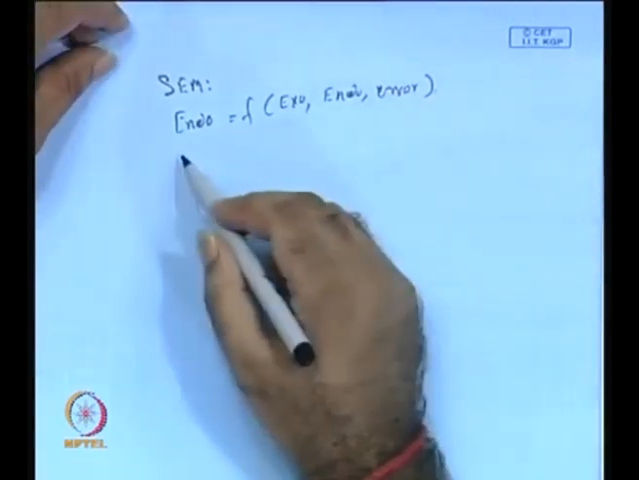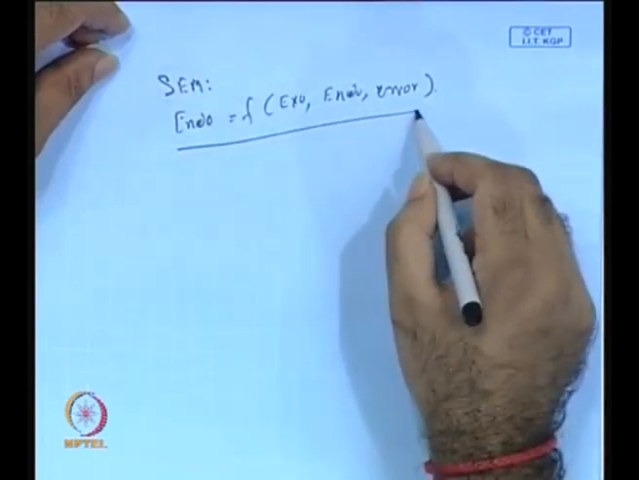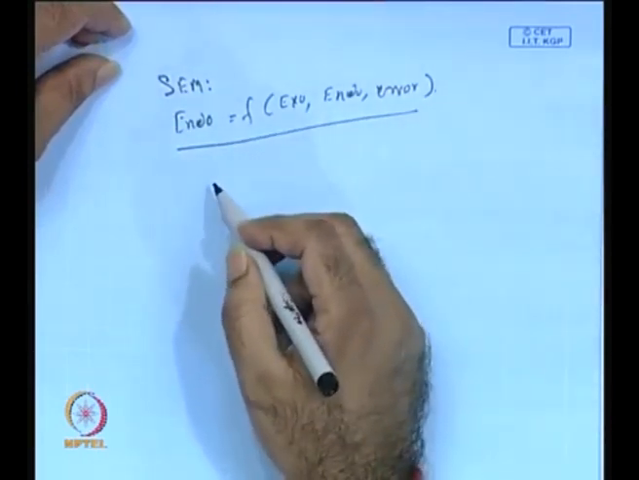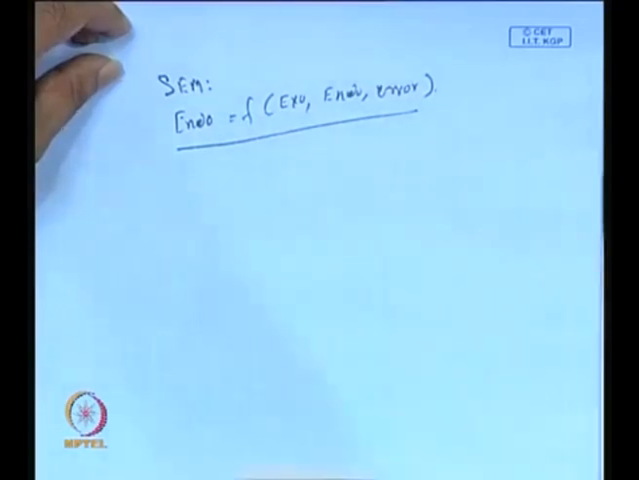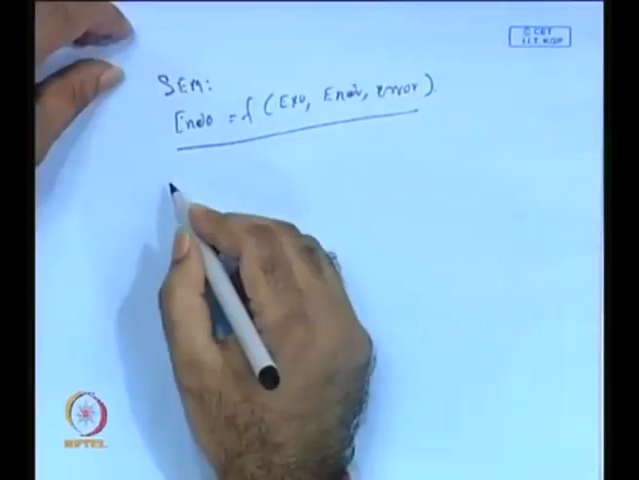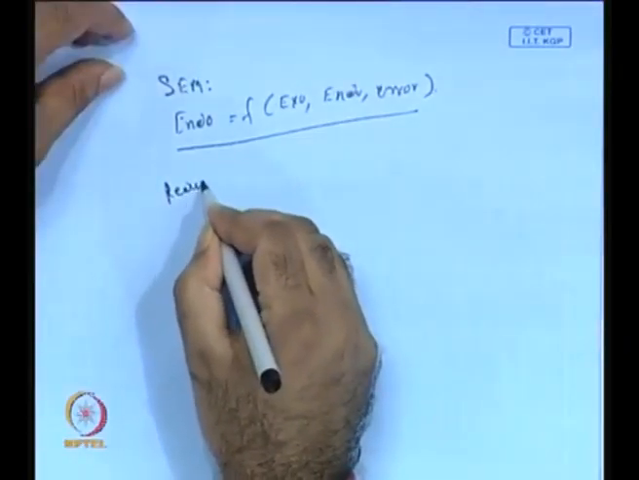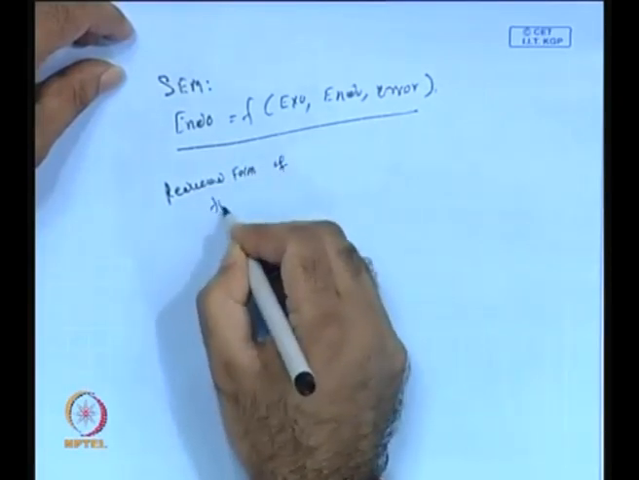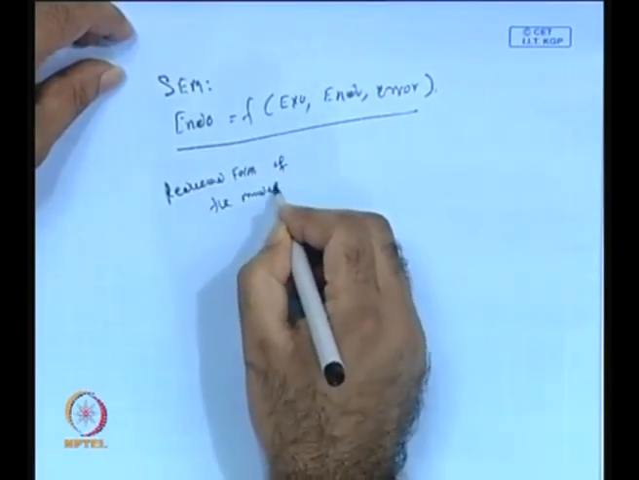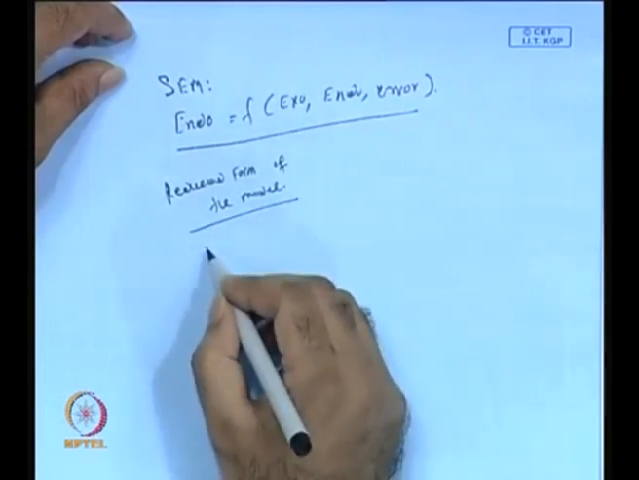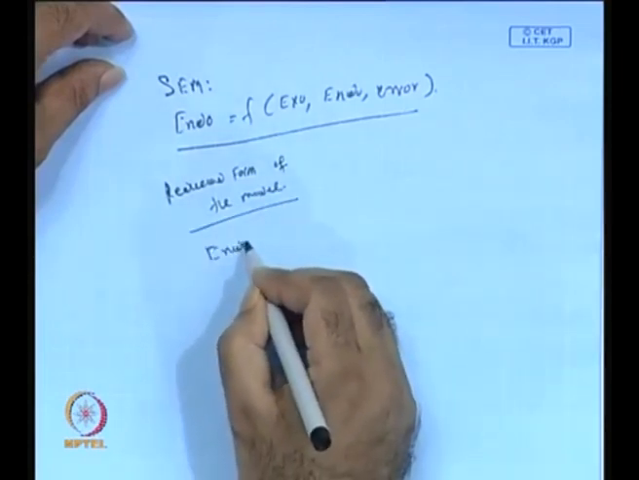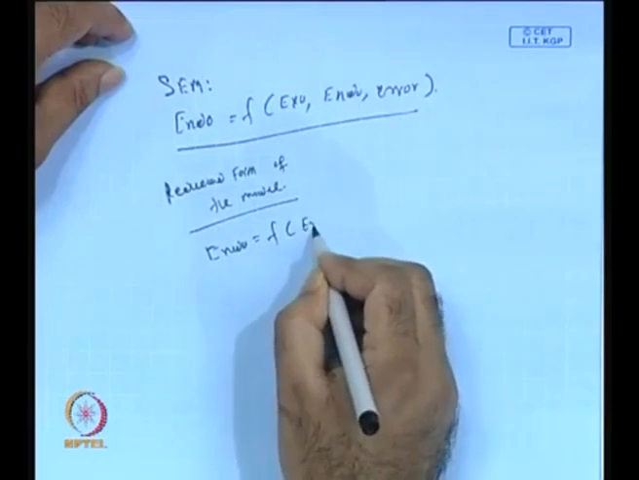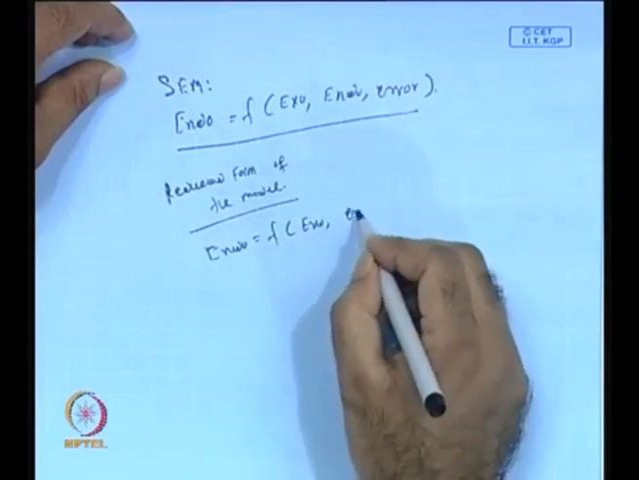So this is the form of structural equation modeling. Similarly, in the case of response to structural equation modeling, there is a concept called the reduced form of the models. In the reduced form of the models, your endogenous variable is a function of only exogenous variables and its error terms.